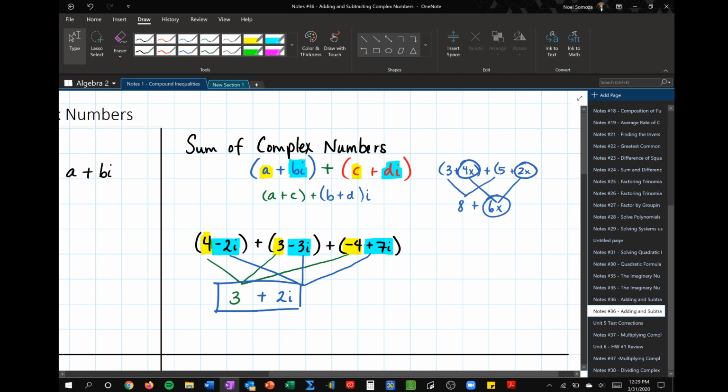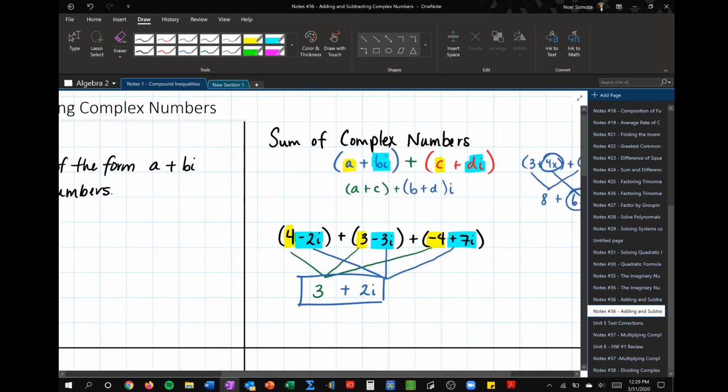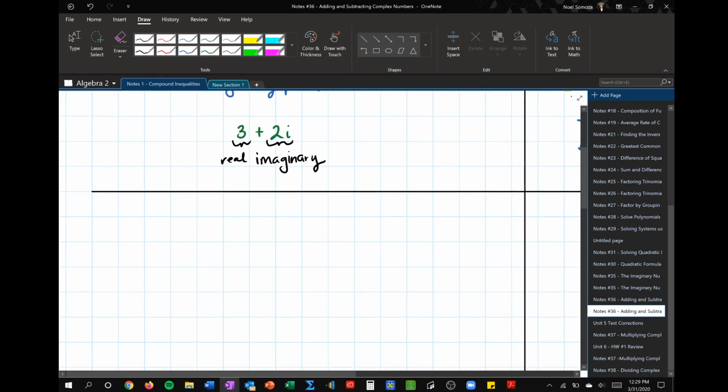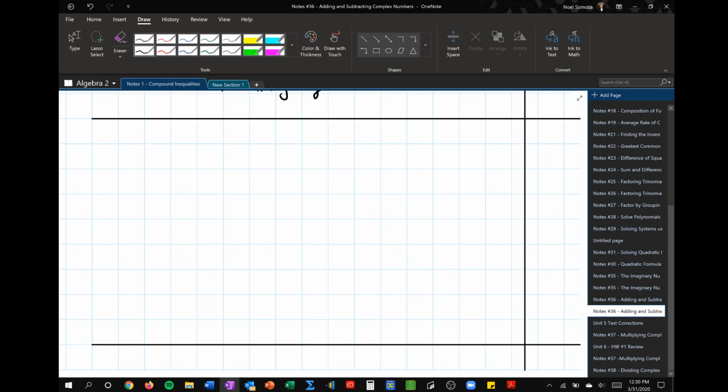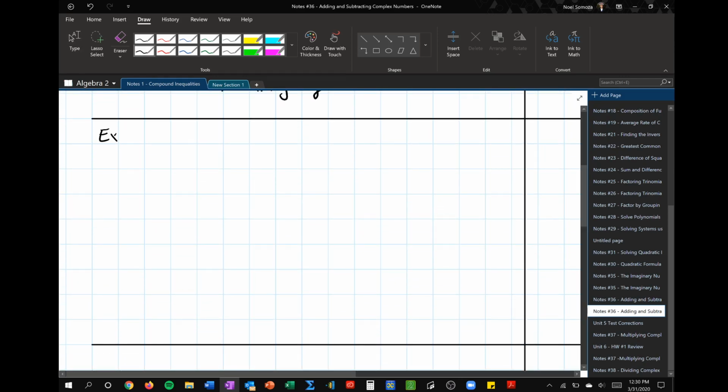Let's do a subtraction of complex numbers. That was the sum because we were adding everything. Let's try subtraction. So example number 2. We have 3 minus 2i, and then we're subtracting 2 minus 3i.